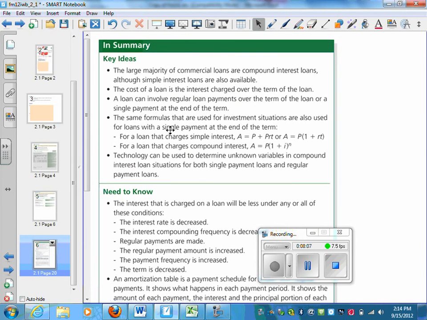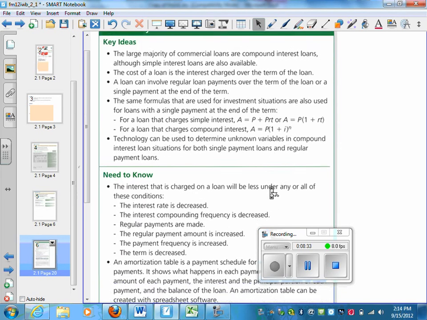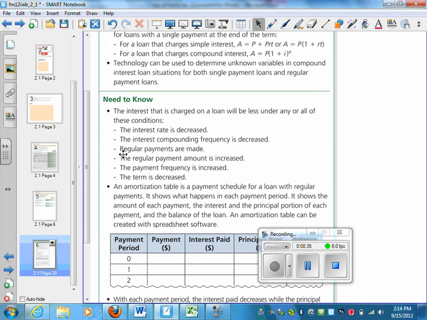A loan can involve regular payments or a single payment. There'll be times where we use the same formulas that we did in chapter 1. So just a reminder, there's one for a loan that charges simple interest and one for a loan that charges compound interest. And then if we have single payments and regular payments, we're going to have to use the spreadsheet, and sometimes your financial calculator will work as well. The other thing I wanted to point out to you is down here.